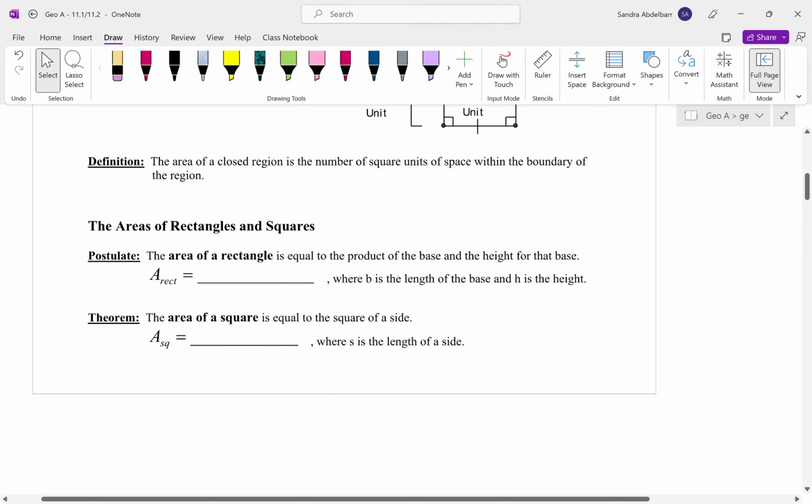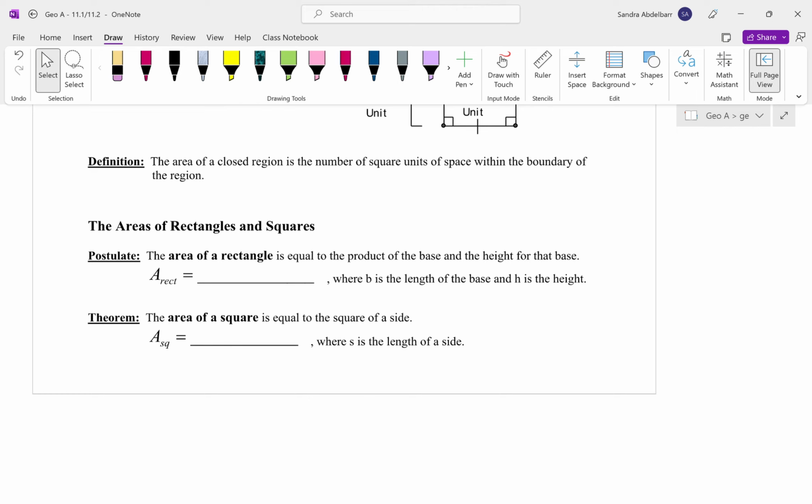Okay, any closed region has an area. Now, do you think it would be smart to sit there and count how many squares fill it if I want to find the area of something? No. Not only would that take forever, but it also doesn't always work out perfectly, right? You might not get a full square. It might be a fractional part of a square. So what happened? The mathematicians came up with formulas. And that's what we're going to go through, some of the formulas today.